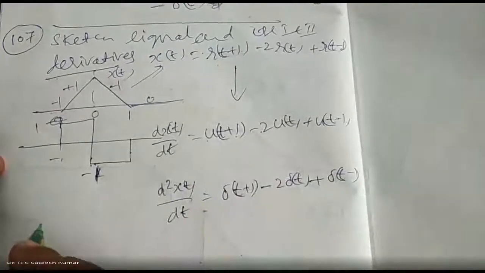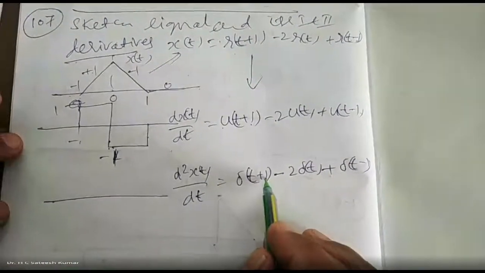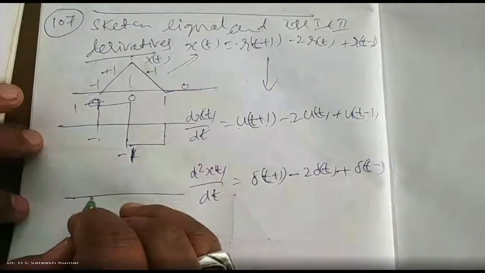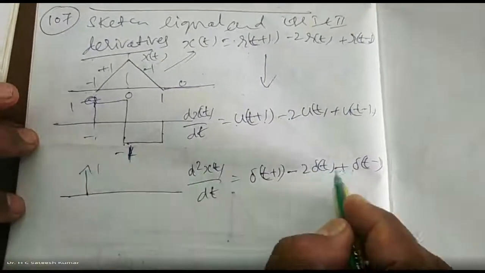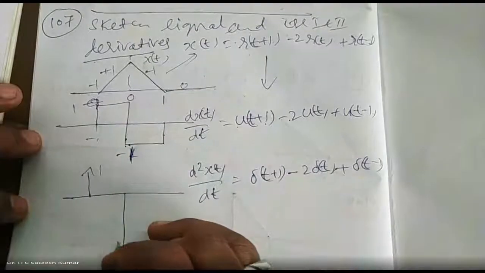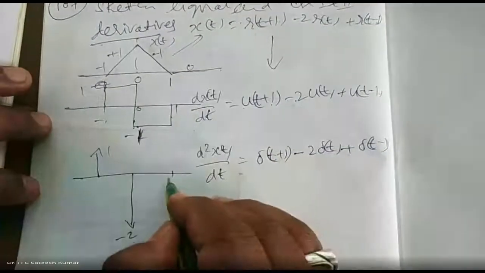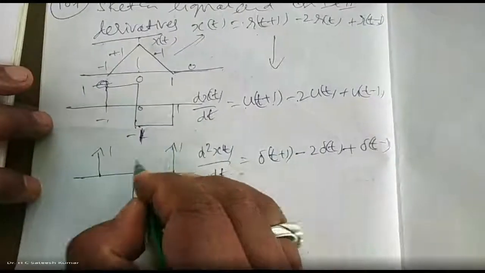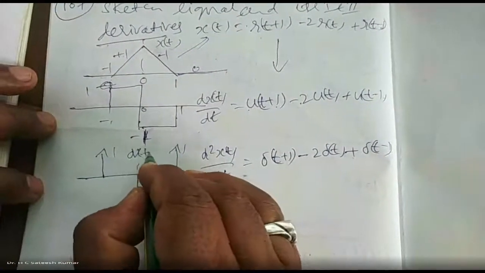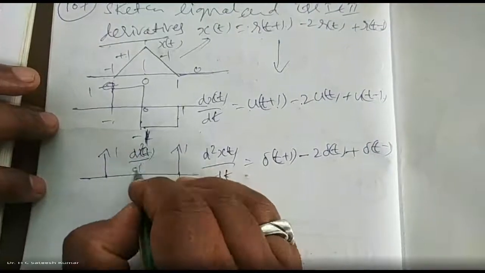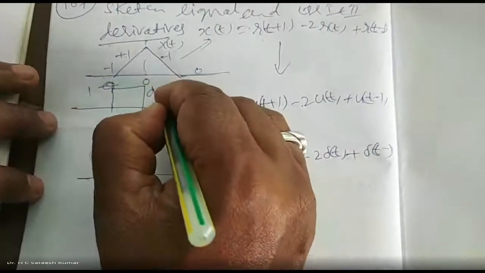Write down the delta functions. Okay, right. At -1, its value is 1. At 0, amplitude is -2. At 1, amplitude is +1. This is your d squared x of t divided by dt square. This is dx of t divided by dt.